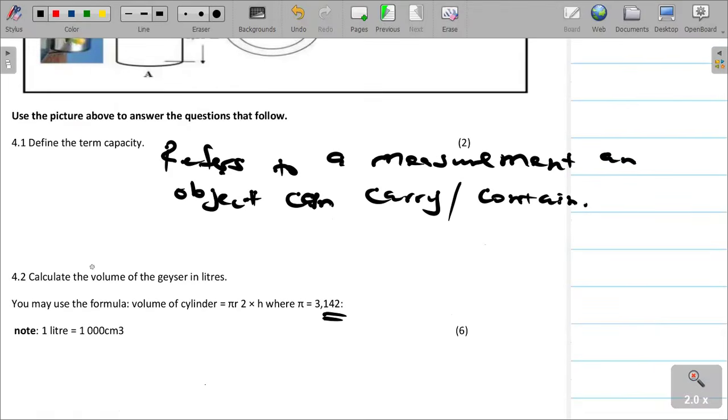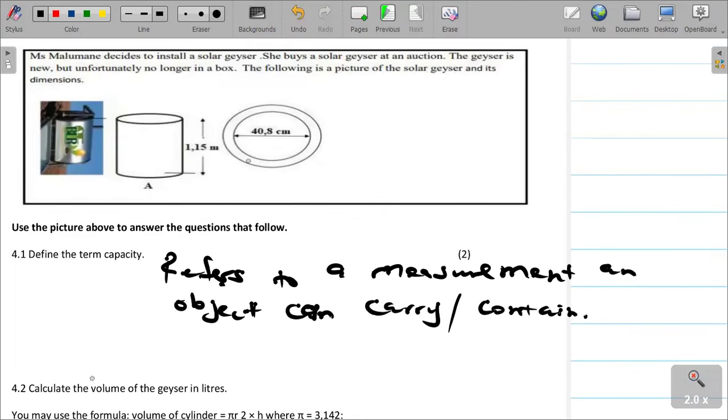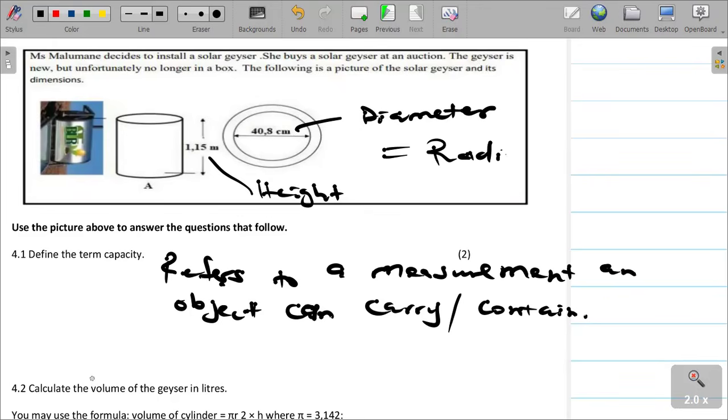So what is happening here is that we are given the diameter, which is 40.8 centimeters. And then the height is given as well. We need to find the radius, which is equal to the diameter over 2. That's how we calculate this.